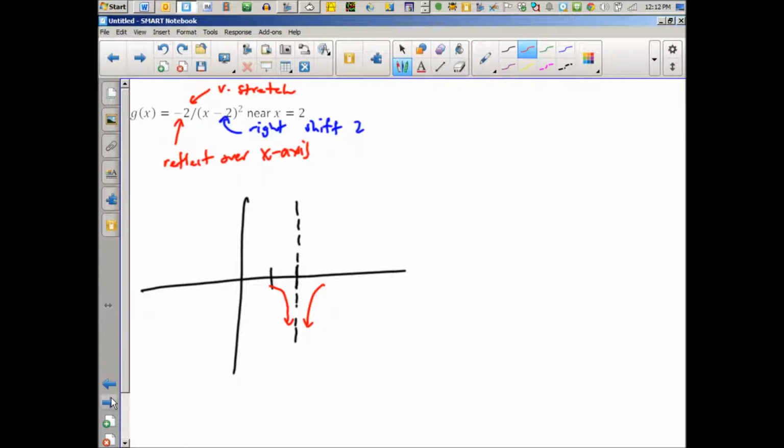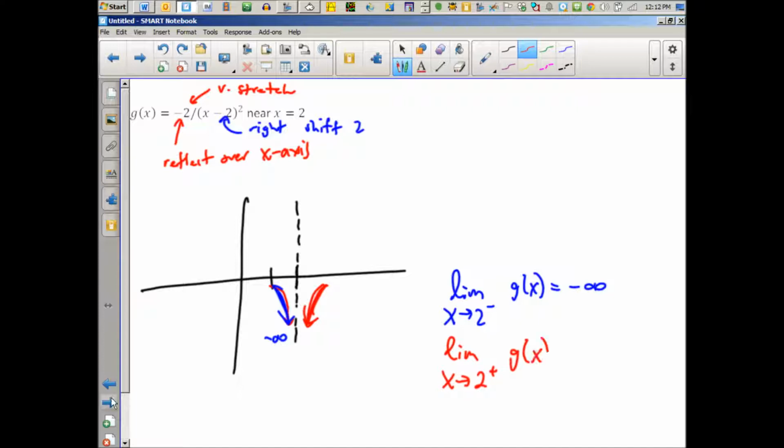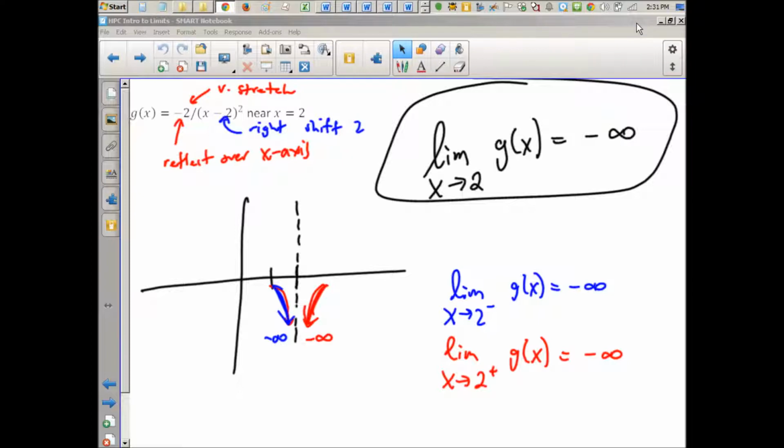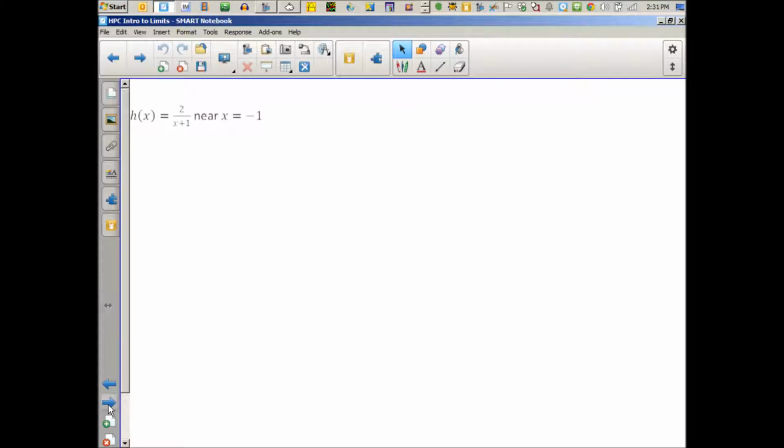But can you at least tell me what the limit on the left of 2 is? The limit on the left of 2 is negative infinity. See how it's dropping down into the abyss there? If you're coming from the right, the limit as x goes to 2 plus is what? Also negative infinity. And our grand conclusion, the limit as x approaches 2 in general of g of x is negative infinity. So you can see that the limit is basically negative infinity. All right. Now, what about this next one?